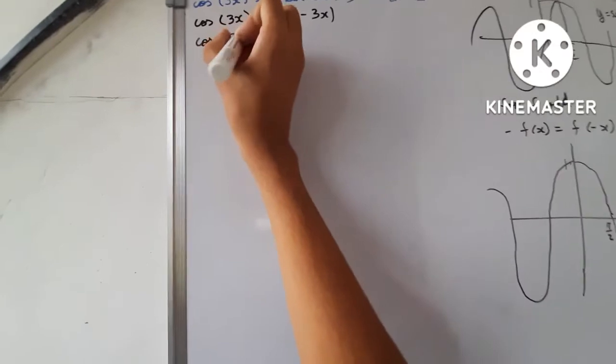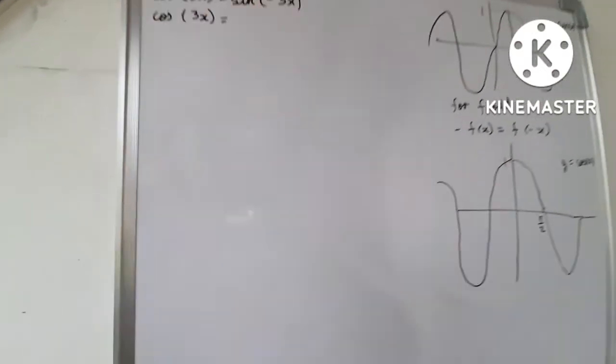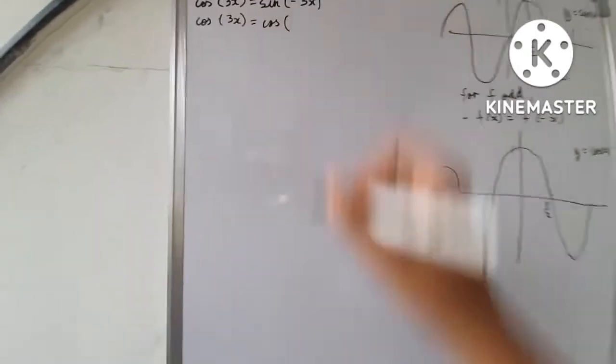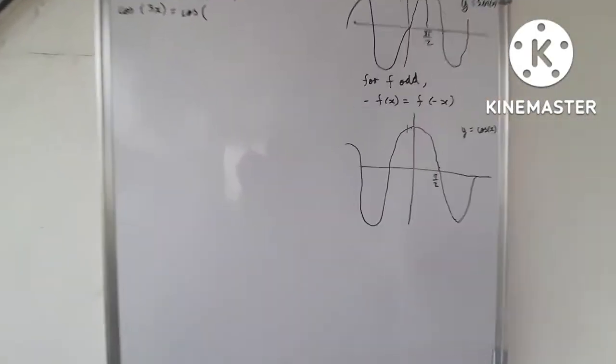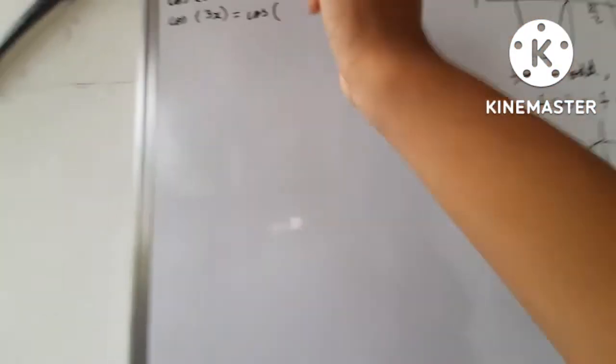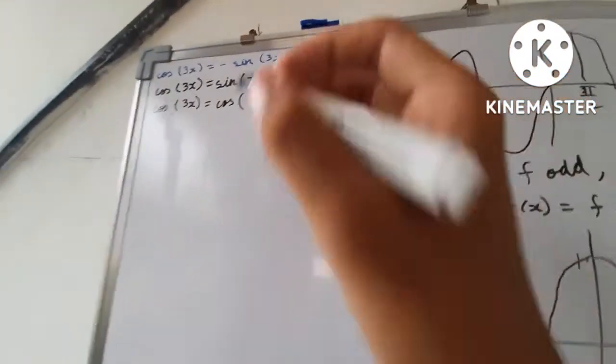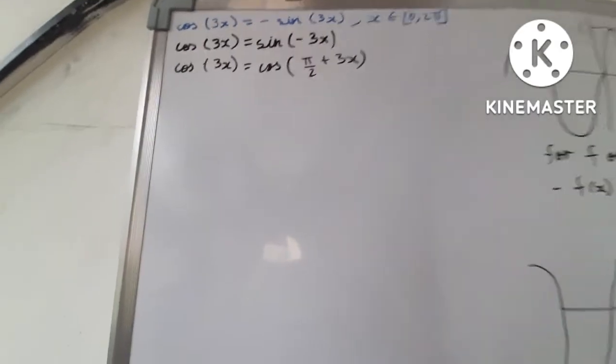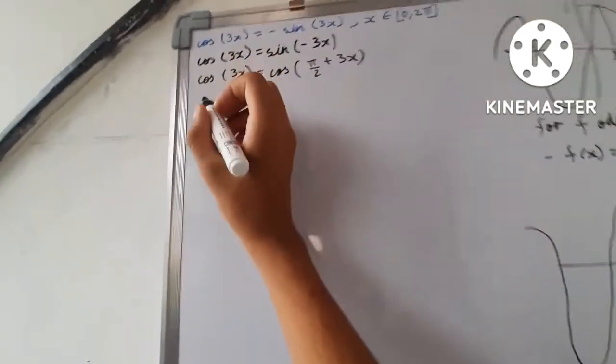So we have cosine of 3x, and now we convert this sine to a cosine. Since this is pi by 2 shifted, sine of minus 3x is cosine of pi by 2 plus 3x. It's really pi by 2 minus 3x, but that becomes plus 3x. Apologies, that was out of the frame. I didn't realize.